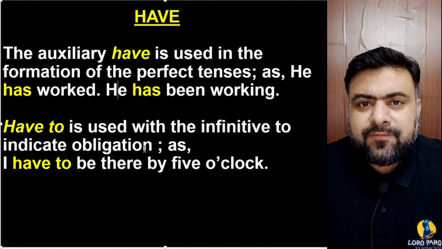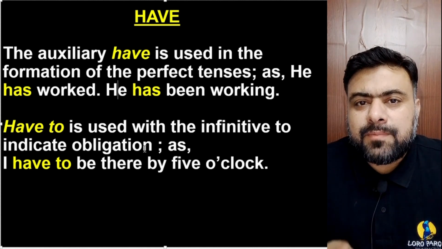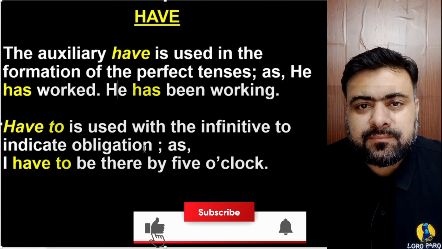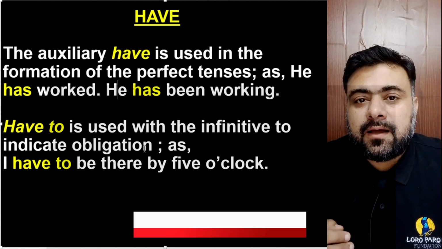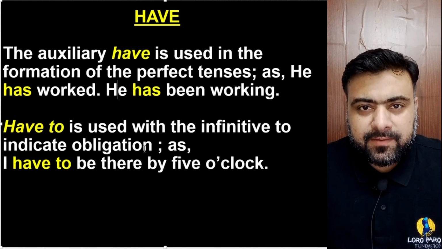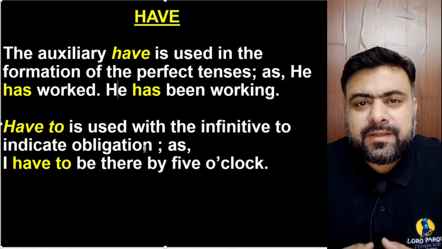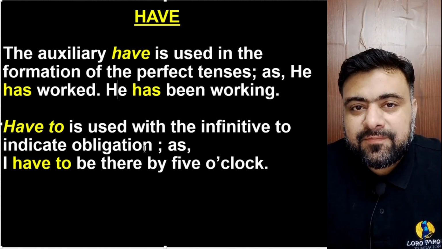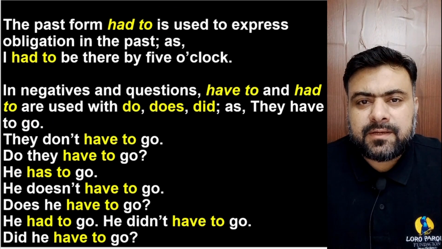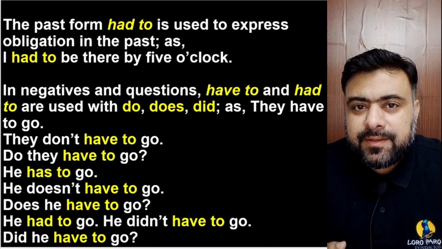Second, have to is used with the infinitive to show obligation. For example, I have to be there by 5 o'clock. Have, the auxiliary verb have, has been used with the infinitive over here to show obligation. I have to be there by 5 o'clock. Similarly, in the past, to show obligation, had to is used. I had to be there.